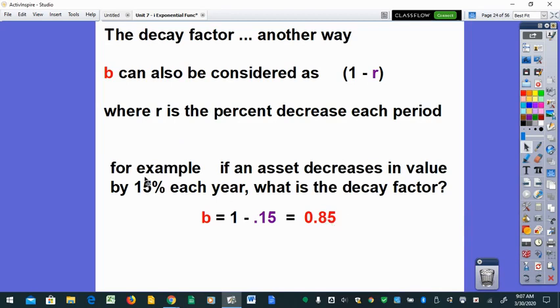So there's sort of two ways to look at this decay factor, and you have to read the problem carefully. If they're talking about the percent you lost, you need to take that percent subtracted from the 100%. If they're telling you that it's the percent that remains, then you already have the decay factor.